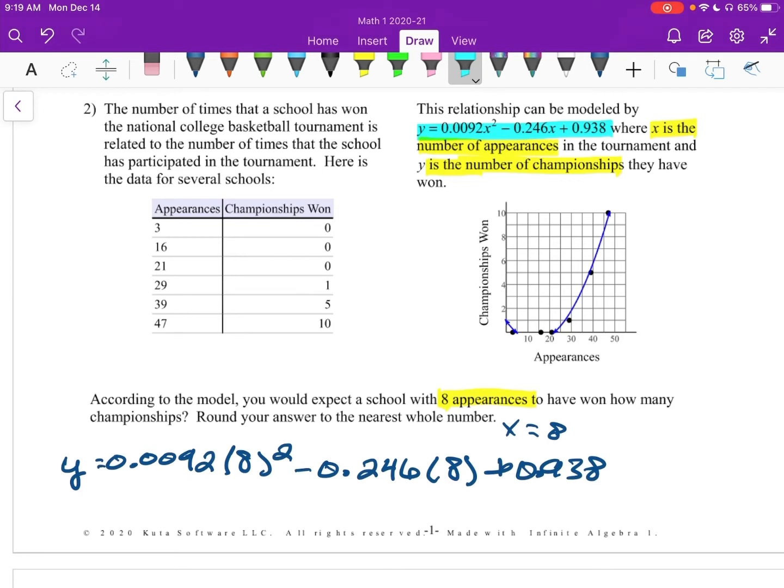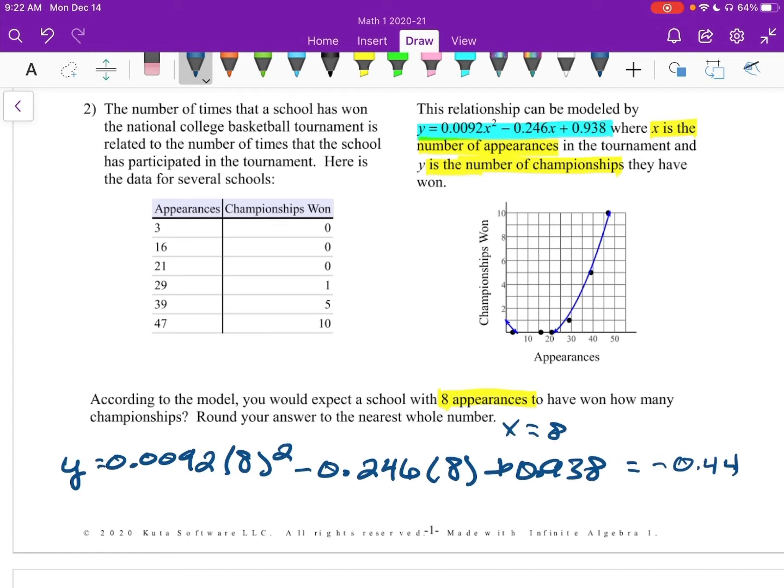All right, I'm going to take all that and I'm going to plug in. So I've got 0.0092 and then parenthesis 8, parenthesis squared, minus 0.246. And then I have times 8 plus 0.938. Okay, after I typed that in my calculator, I got negative 0.44, which doesn't really make sense, right?